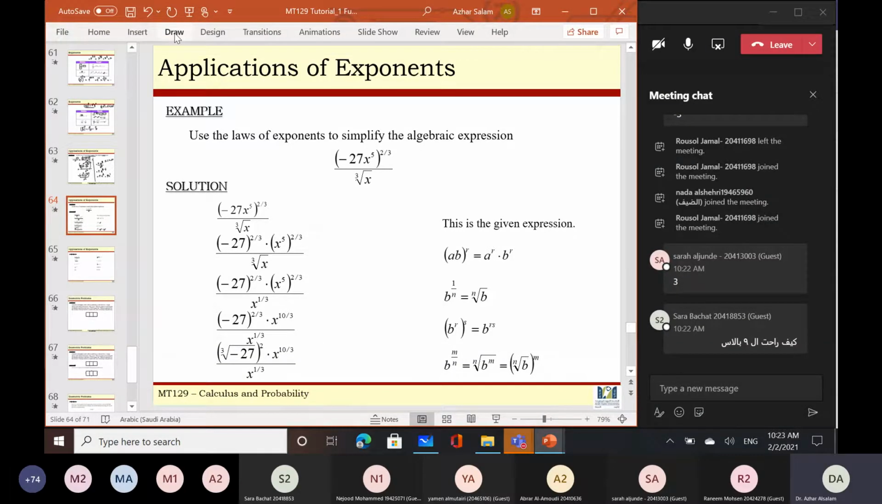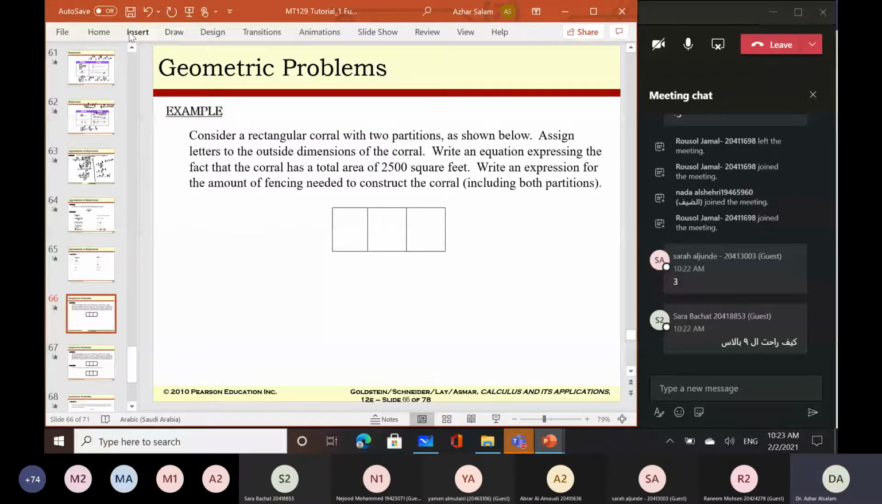Okay, now the final two examples. I still have two examples in this first tutorial. Okay, this is an application. Consider a rectangular coral with two partitions. Okay, this is a rectangular coral, right? With two partitions. This is two partitions. Assign letters to the outside dimensions of the coral.